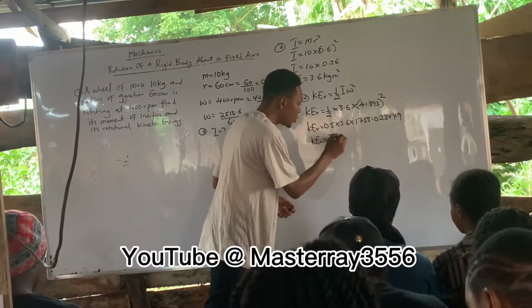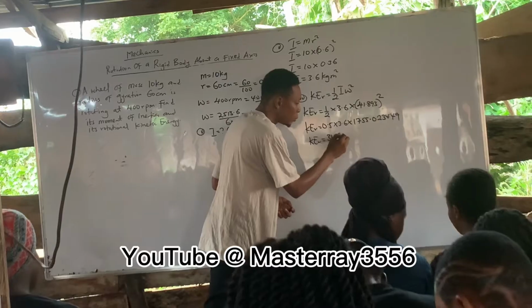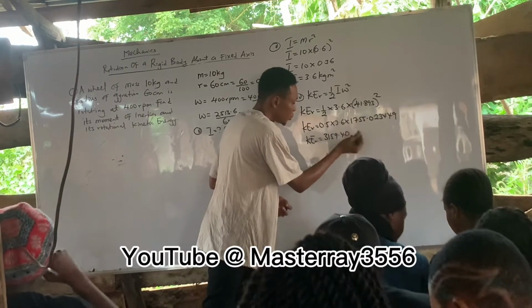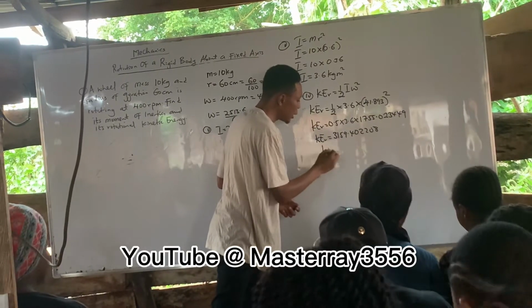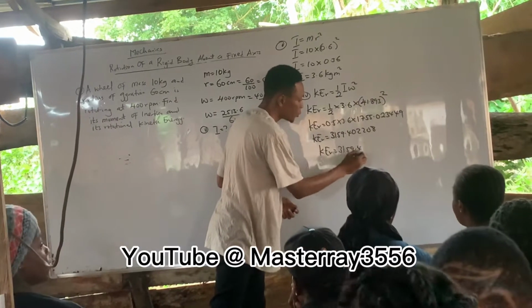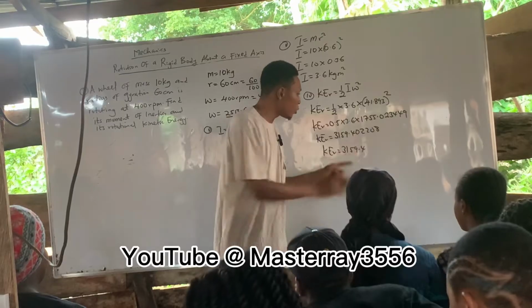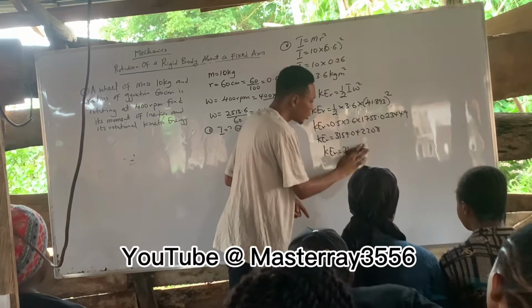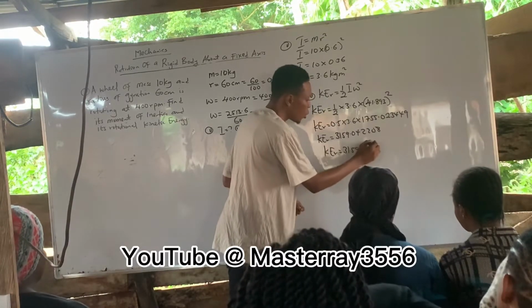Multiplying everything gives approximately 3159.04 joules. Okay.